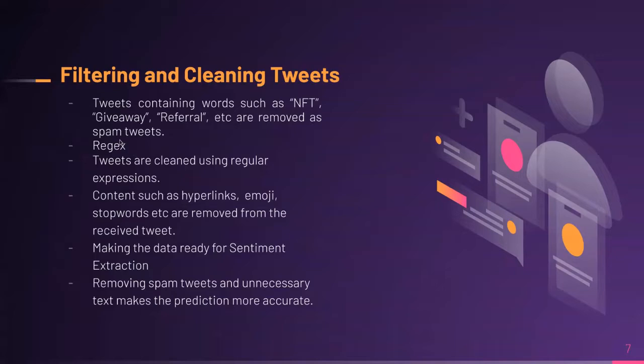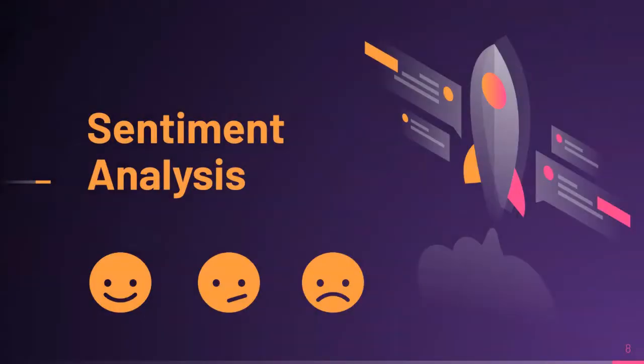As previously mentioned, we are using regex. From the tweets, regular expressions, hyperlinks, emojis, and all the stop words that I previously mentioned would be removed, and this would make the data ready for sentiment analysis. It would remove spam tweets and unnecessary text that would make our final prediction even more accurate. Now, the sentiment analysis would be explained by Omkar.